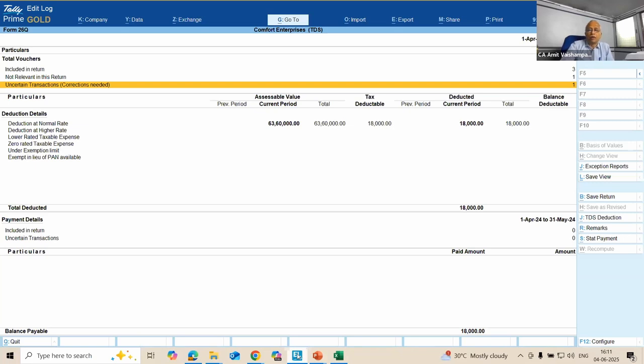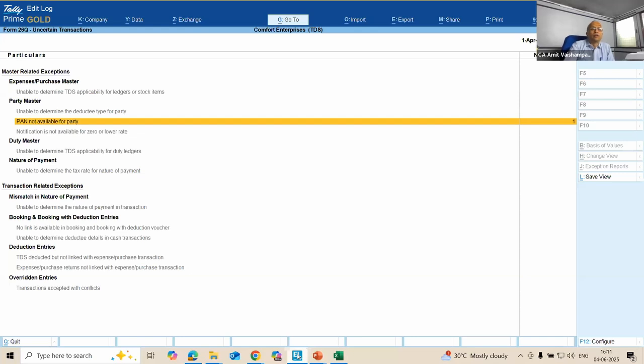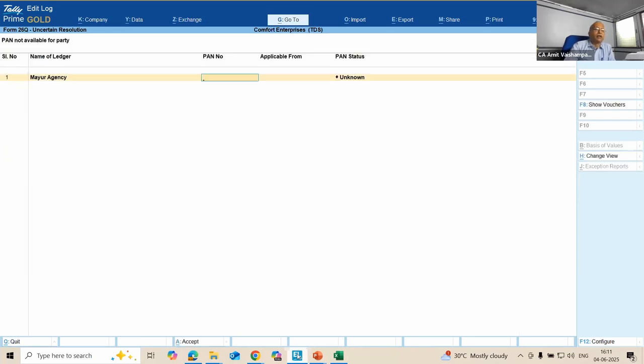As in normal Tally usage, you just have to drill down. It will also give you the error in that particular transaction. It says PAN not available for the party. So press enter. It will give you the name of the party and whatever the PAN is. Now for this party, we are giving a PAN. Somebody had asked this question. So I'm just typing one random PAN number, applicable from 1st April.